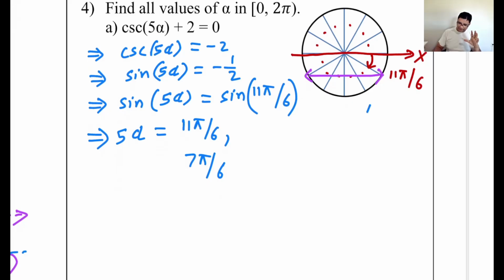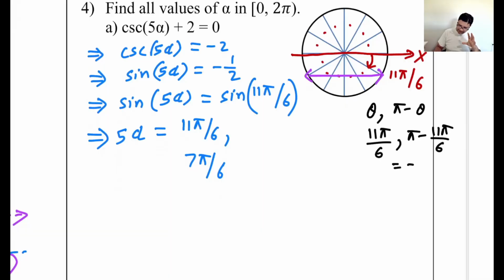And if you want, again, I will say you can use this theta and pi minus theta logic. Theta is 11 pi over 6. If you do pi minus 11 pi over 6, you get negative 5 pi over 6, which is the same as 7 pi over 6 when you add 2 pi to it, or when you convert it to positive. If you go clockwise, that 7 pi over 6 is negative 5 pi over 6. Okay. So writing in positive values, these are the two basic solutions.